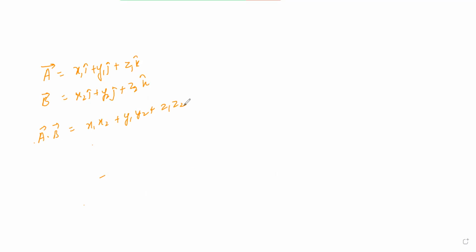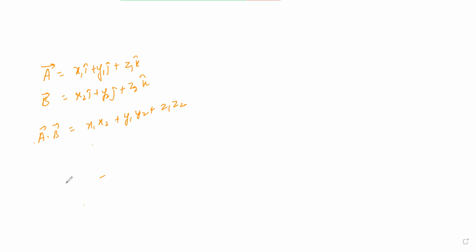If there is a vector, which is written as x1 i cap plus y1 j cap plus z1 k cap, and there is B vector, which is given as x2 i plus y2 j plus z2 k. If they ask you A dot B, what you are going to do? x1 x2 plus y1 y2 plus z1 z2. No problem. Did you understand? Yes, sir.